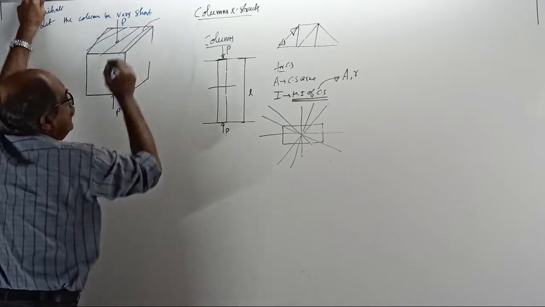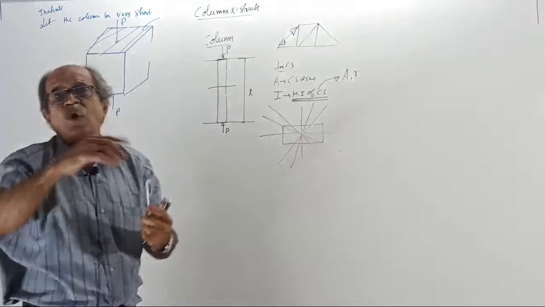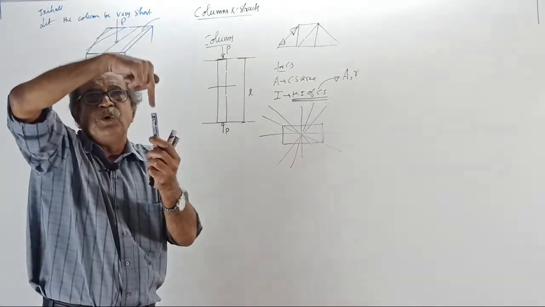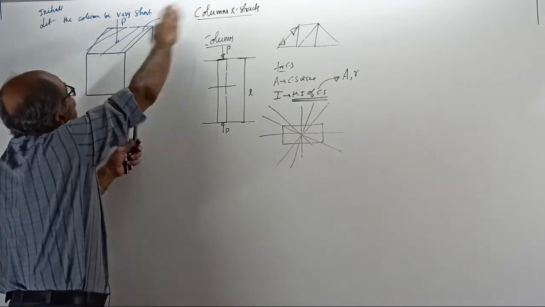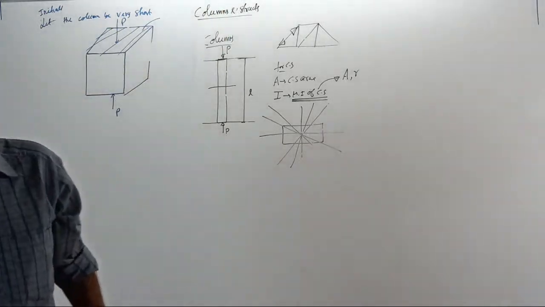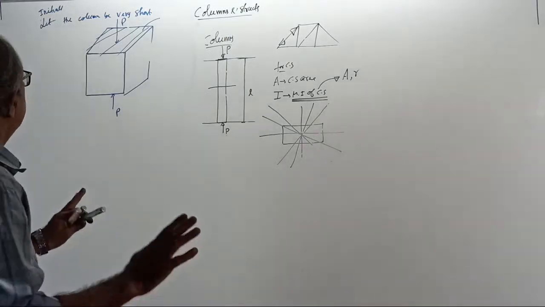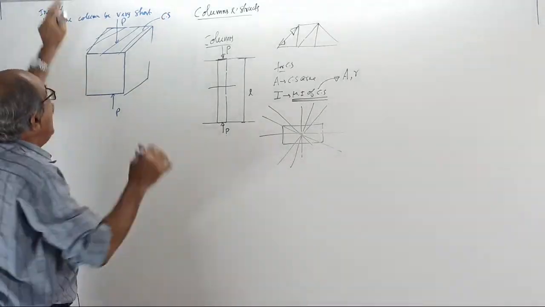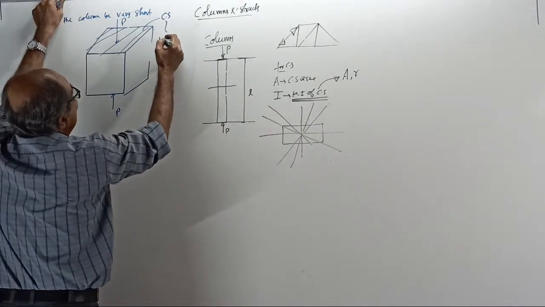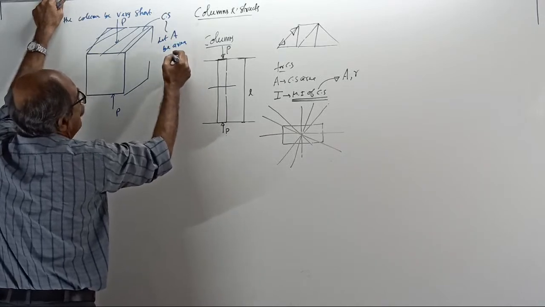Now see, thousands of times I told you, I should not have to tell again. When you apply axial force here, what is this called? What is that hatched portion called? That is called cross section. And for the cross section, let A be the area, the area of cross section.